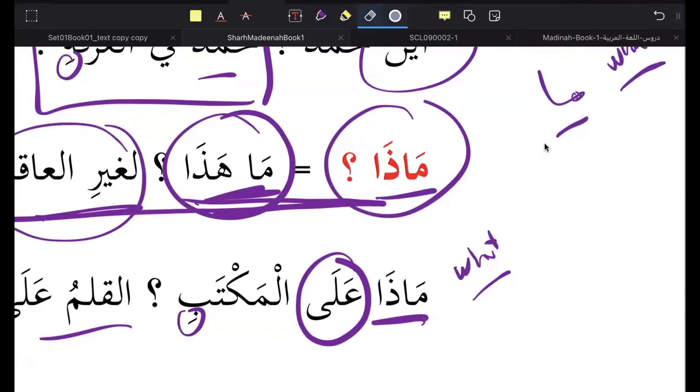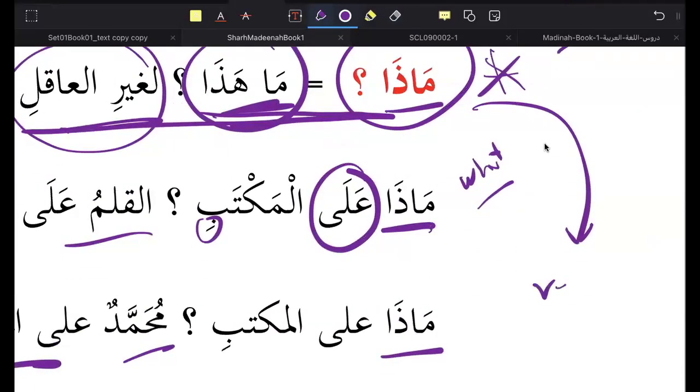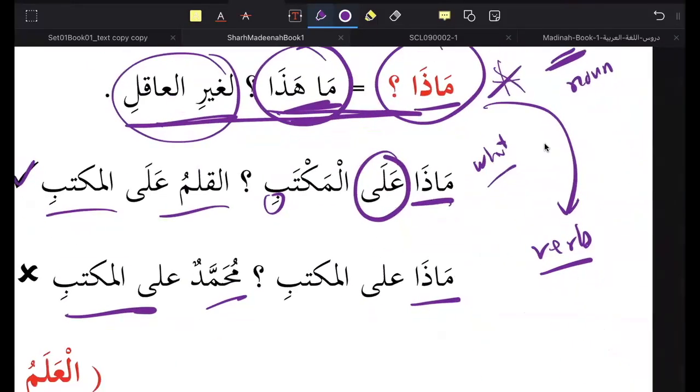Now I will mention a little bit about mada. The correct meaning of mada is that mada will always come with a verb. We use mada for verbs, and we use ma for nouns. So for example, if you're asking about a noun, you say ma. Ma hada, for example: you want to know something, what is this? You say ma hada. But if you're asking about some actions, then you will say mada.